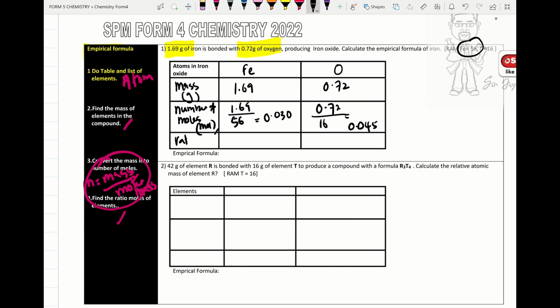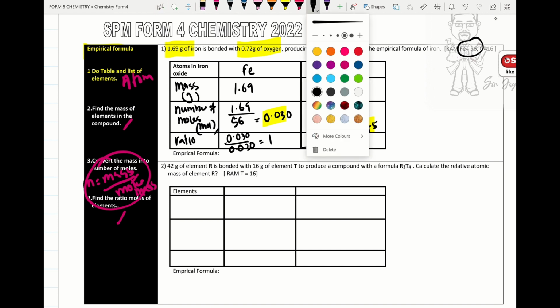Alright, next step, we try to find the ratio. How to find the ratio? We compare these two values. We divide with the smaller value, 0.030. We divide with 0.030, so we will get 1. Here I take 0.045 divided by 0.030, so I will get the answer 1.5.